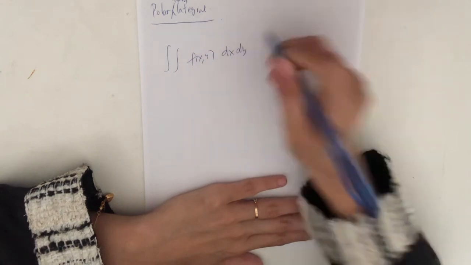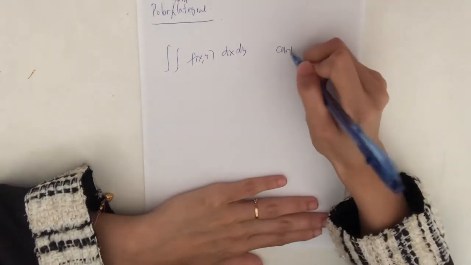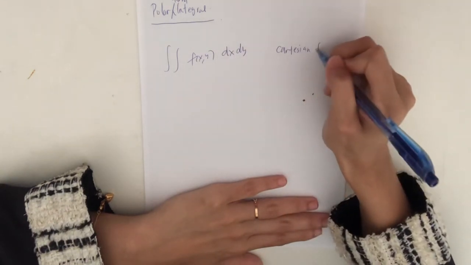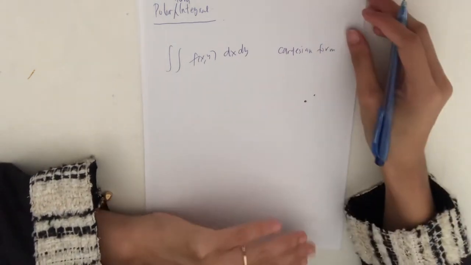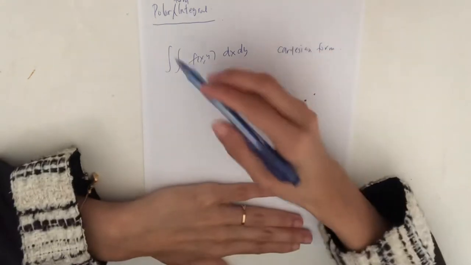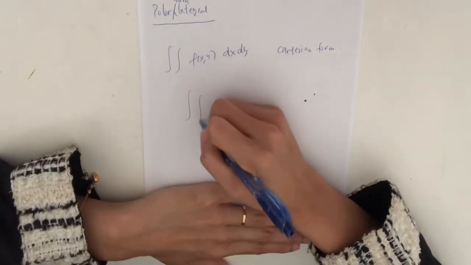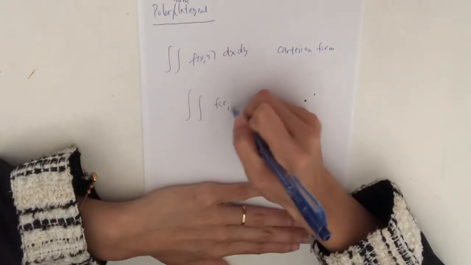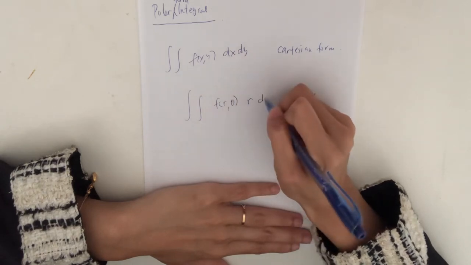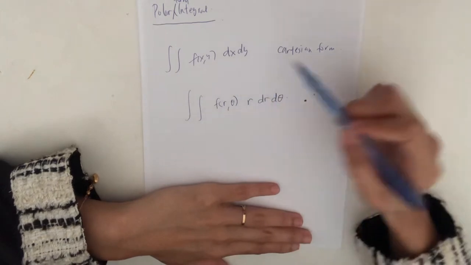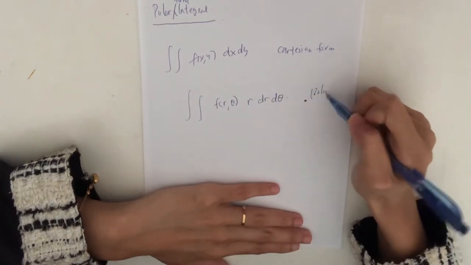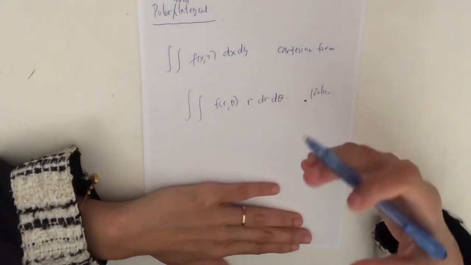dx dy. So this is what we call a Cartesian form. Now we go to another form, which is polar form, and the polar form is like this. Right, so you can see here the difference between Cartesian and polar, and of course the variables themselves.